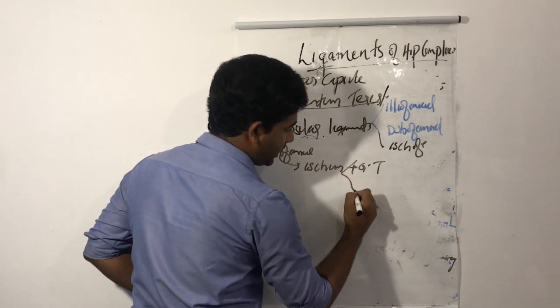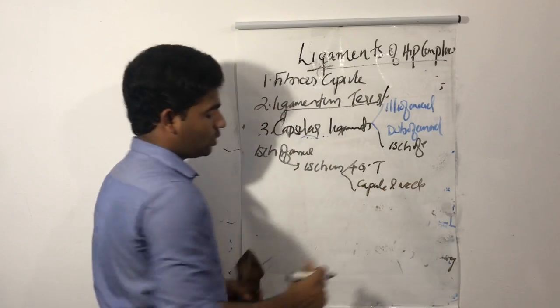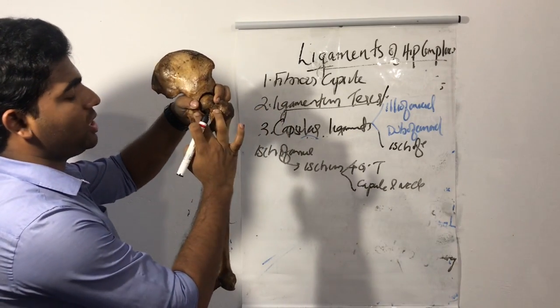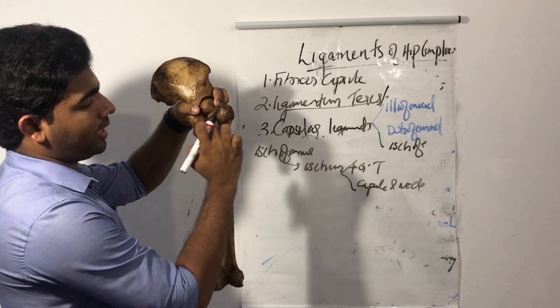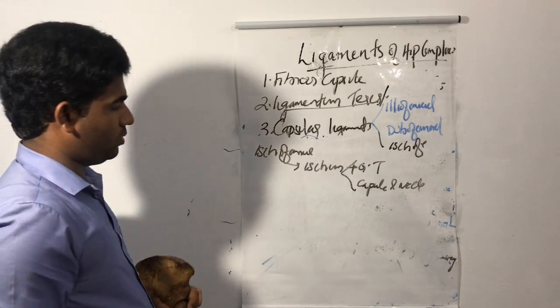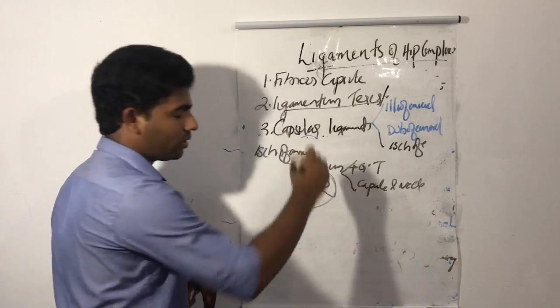Some fibers go into the greater trochanter, some fibers into the capsule and neck. Ischiofemoral means it's on the back side of the femur. It starts from the ischium and some fibers attach to the neck, some attach to the greater trochanter and some blend with the capsule. And the function is providing restraint for medial rotation.